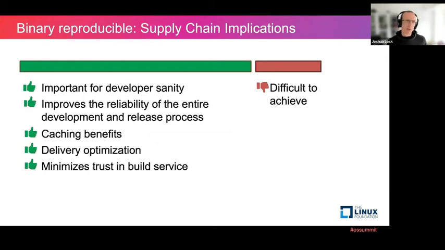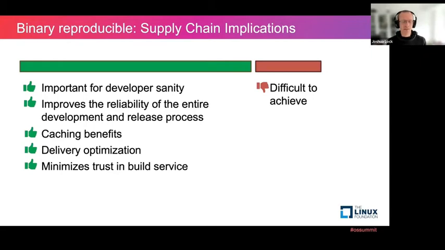The supply chain implications of binary reproducible builds are quite significant. The major advantage is you don't have to implicitly trust the machine you're doing your builds on. And for most software engineers, we don't control the machines we're doing our builds on. We're using cloud services, CI infrastructure as a service, whatever it is, they're just black boxes we're running our builds on. So being able to verifiably reproduce those builds elsewhere is great.